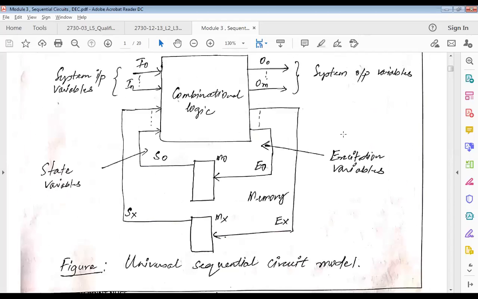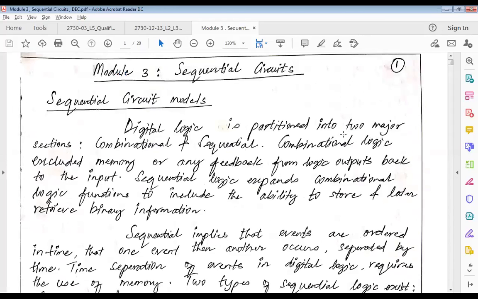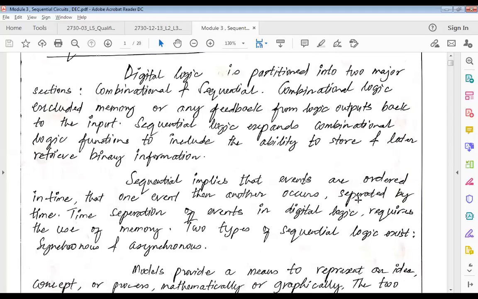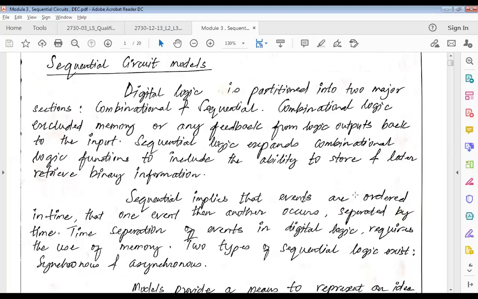So I think you all know what's the difference between combinational and sequential. Can someone tell me? What's the difference? Okay. So combinational circuits do not have any memory. And sequential logic takes the properties of combinational and adds memory to it. So combinational plus memory becomes my sequential circuits. Without memory, it just becomes a combinational circuit. So sequential circuits are an advanced version, or I can say a better version, of combinational circuits.